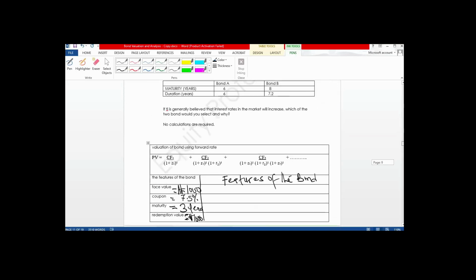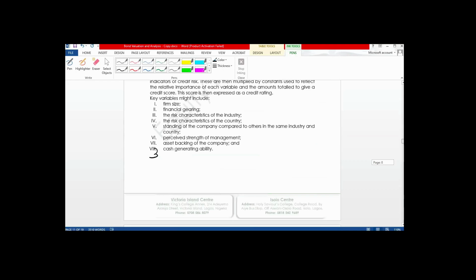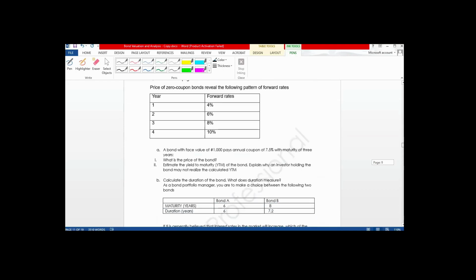Thank you, sir. All right, sir. Now, requirement B. Calculate the duration of the bond and explain what duration measures. Requirement B says, calculate the bond duration. Then, what does duration measure?